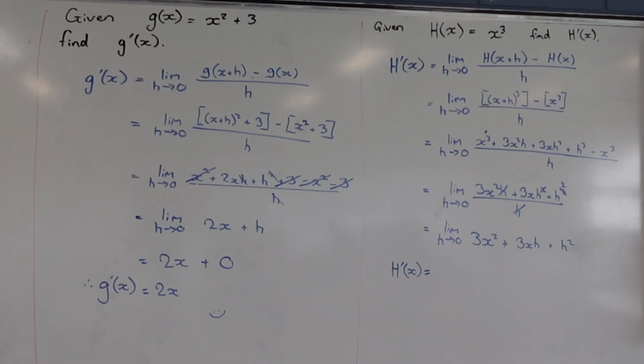Do we understand the process, guys? Just make h equal to 0. Yeah, anyone, h equal to 0. So they'll just work out to be x and 3x squared.